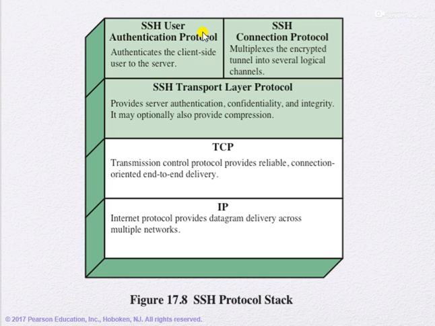Then the SSH user authentication protocol authenticates the user to the server, and the SSH connection protocol multiplexes multiple logical communication channels over a single SSH connection. It creates a kind of encrypted tunnel between client and server.